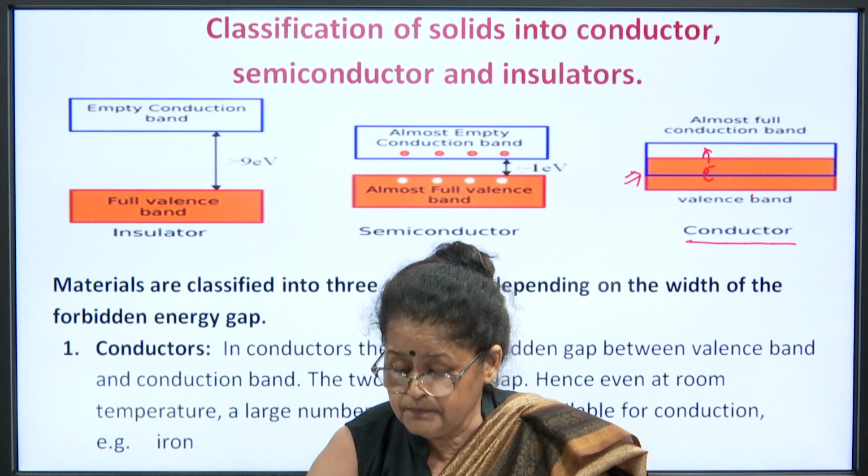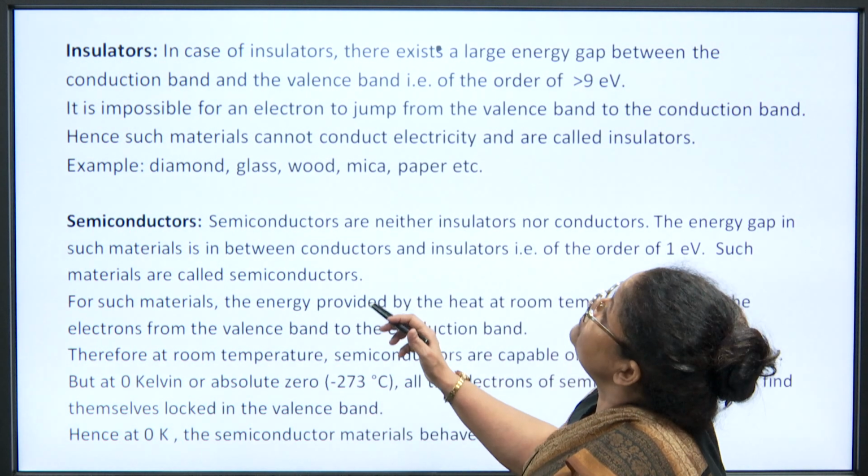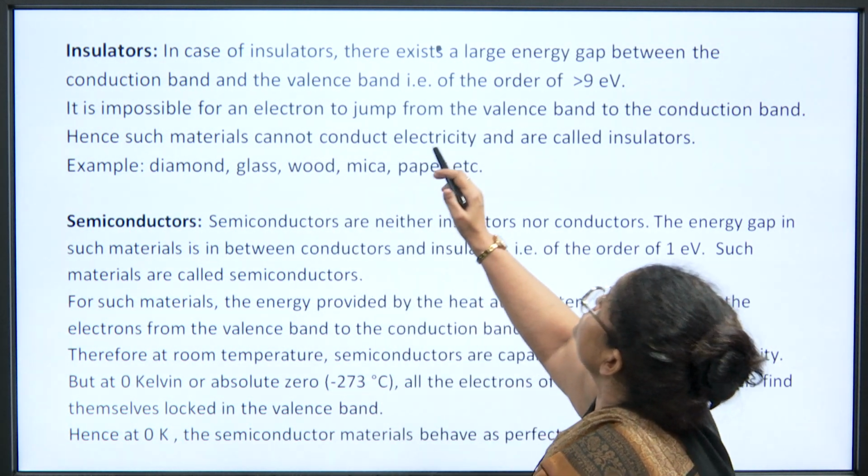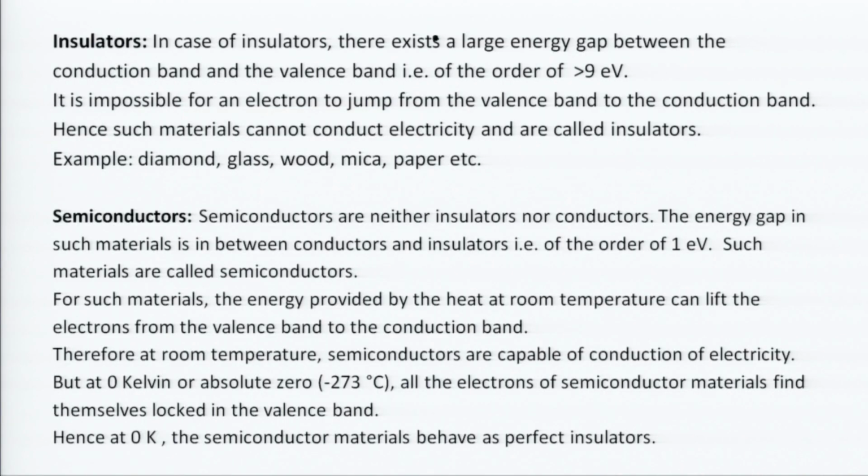So, therefore, let us define the insulators. In case of insulators, there exists a large energy gap between the conduction band and the valence band, and that is of the order greater than 9 electron volts. So, it is impossible for electrons to jump from the valence band to the conduction band. Hence, such materials cannot conduct electricity and are called insulators. For example, diamond, glass, wood, mica, paper, etc.